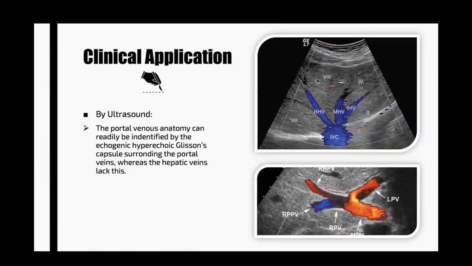Besides that, Glisson's capsule allows us to perform an intraoperative mapping of the hepatic vessels, as by ultrasound it shows a hyperechoic feature, so we can separate the portal vein from the hepatic veins during liver dissection.